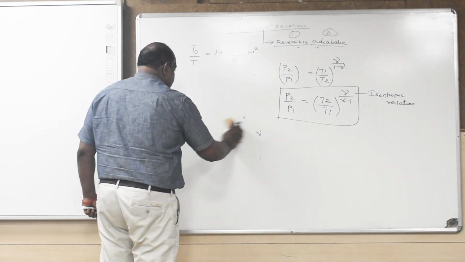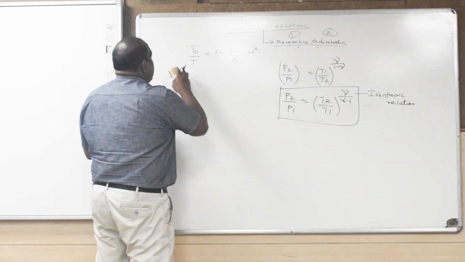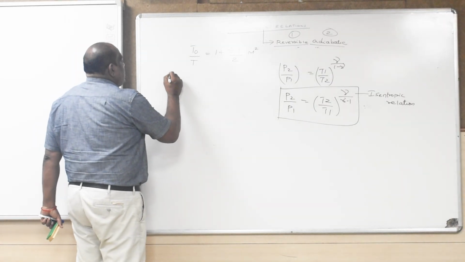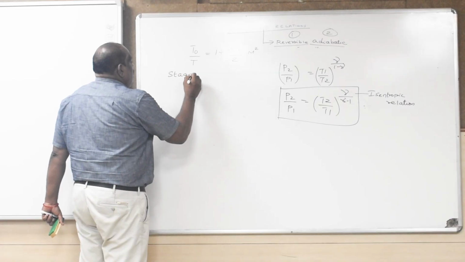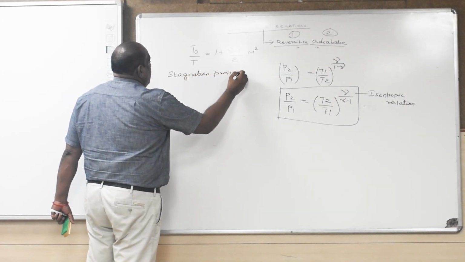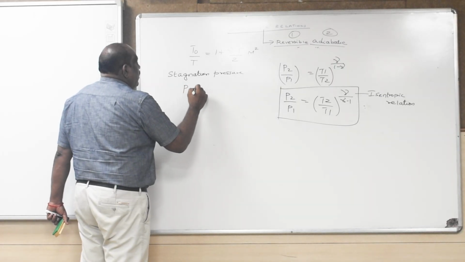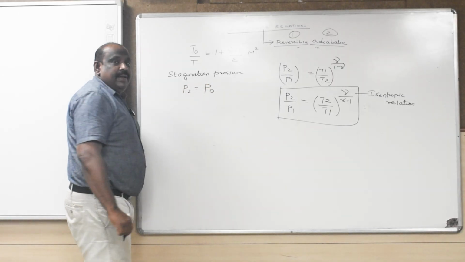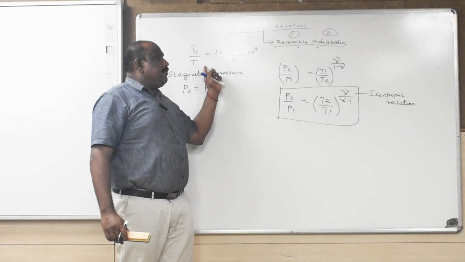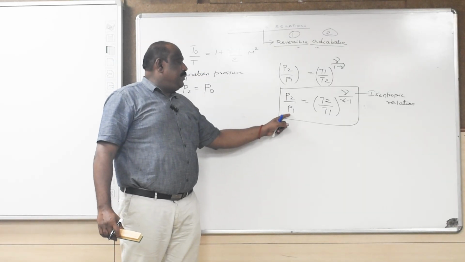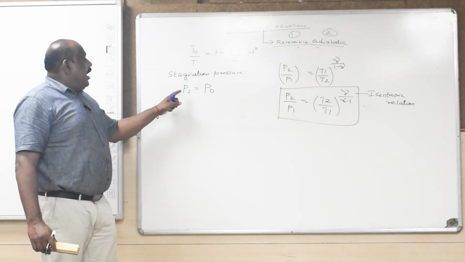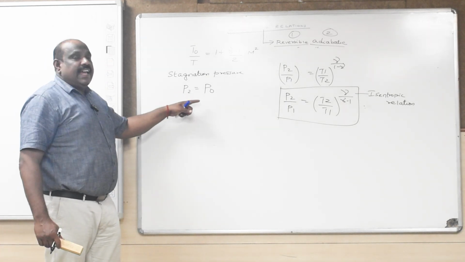Now, what is T0 here? Stagnation temperature. Now what do I want? I want stagnation pressure. So what should P2 be now? P2 should be equal to P0. Then instead of T2 by T, I got T0 by T. So here also instead of P2 by P1, I can get P0 by P.